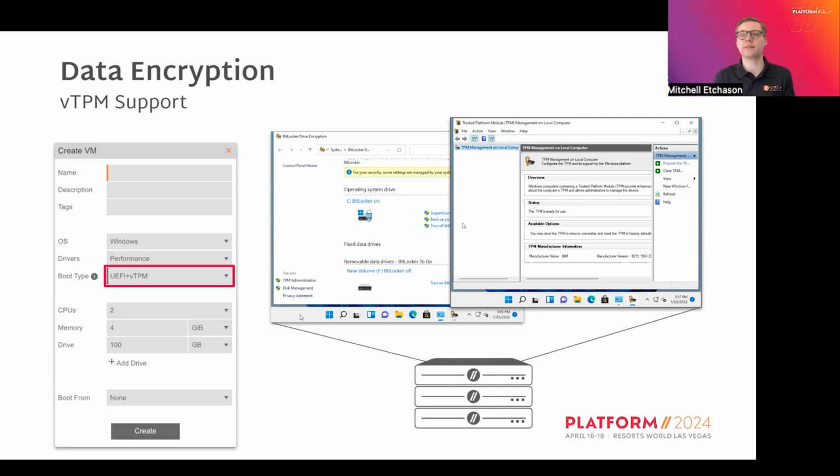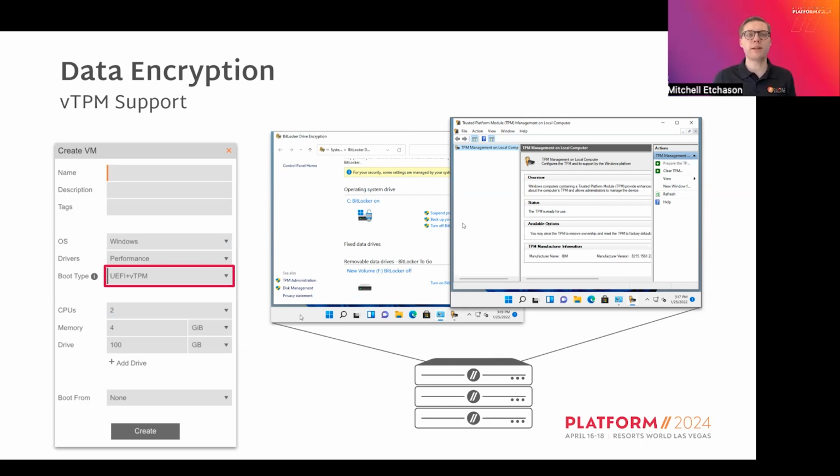HyperCore streamlines the deployment of in-guest tools for data at rest encryption with our vTPM technology. In 2023, we launched Virtual Trusted Platform Module support. A vTPM is an emulated hardware device that manages cryptographic operations of a virtual machine. It can provide for things like managing keys, providing device authentication, and, in the case of physical machines, prevent hardware tampering.